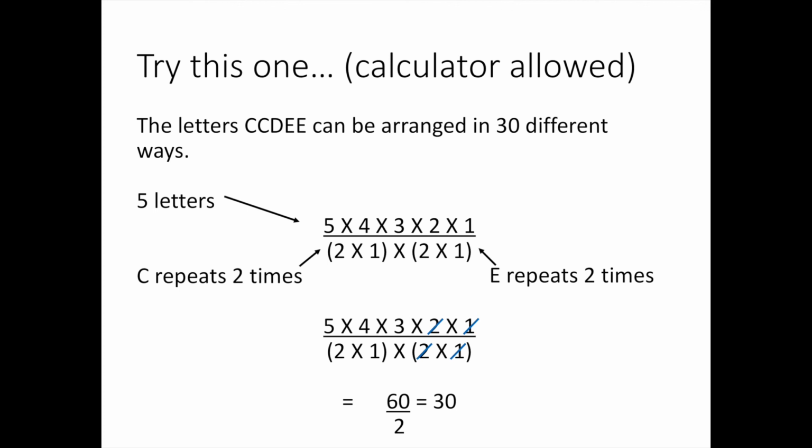That then leaves you 5 times 4 times 3 in the numerator, which is 60, and 2 times 1 in the denominator, which is 2. To finish off, you do the 60 divided by 2, which leaves you 30 different permutations.